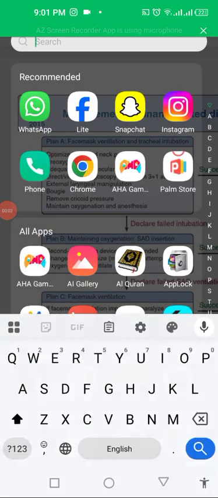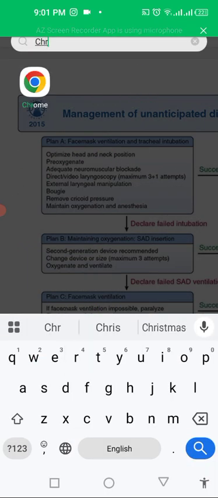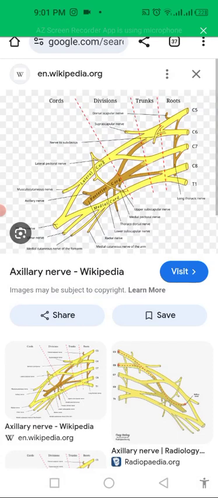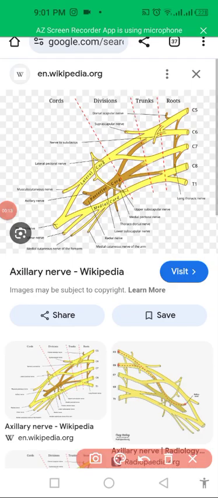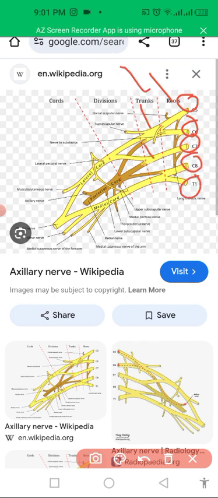Okay, so we will be looking at the brachial plexus, anatomy of the brachial plexus, and some very important things and the commonly repeatedly asked questions. So in the brachial plexus, there are roots: C5, C6, C7, C8, and T1, and there are trunks: upper trunk, middle trunk, and lower trunk.